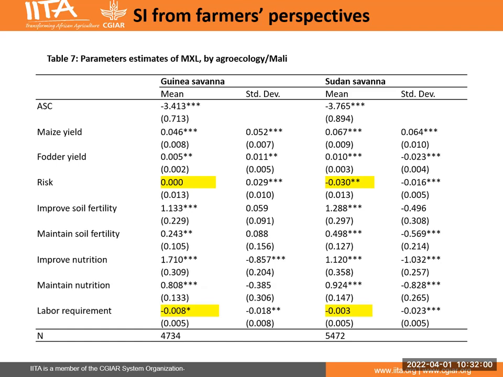In terms of labor requirements, there are also some differences. Farmers in the Guinea savanna are more interested in labor-saving technologies. Actually, those in the Sudan savanna are also the same, but they are not that strict about it. It means that even if the technology is labor consuming, they can go for it as long as the technology is good in terms of other attributes.